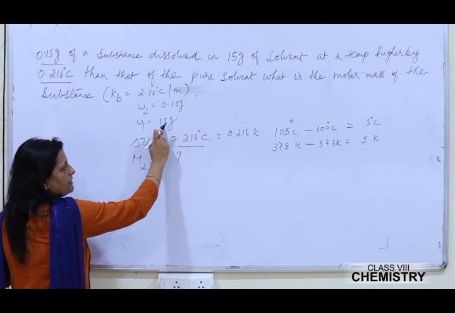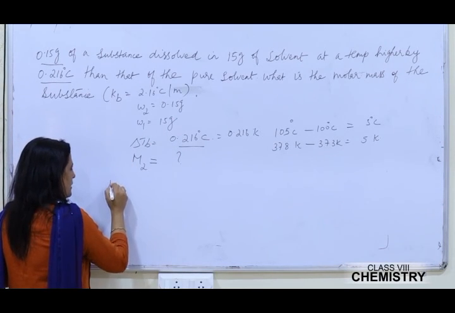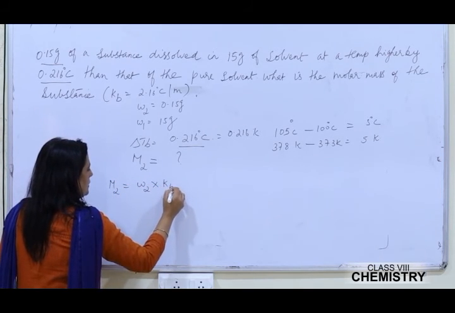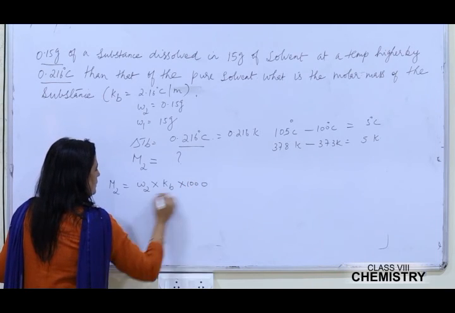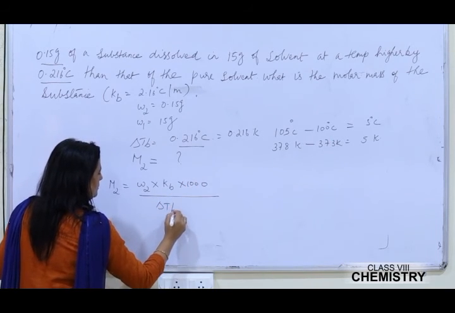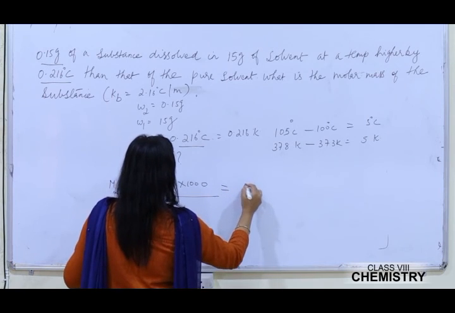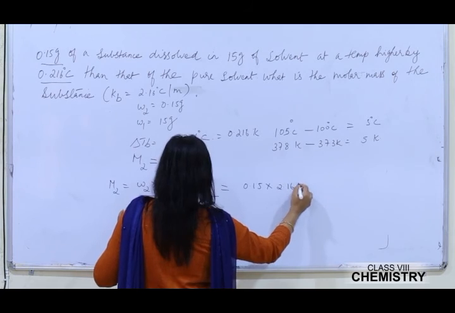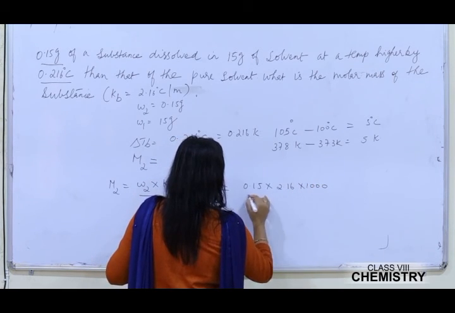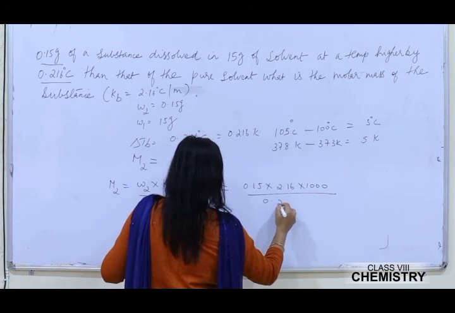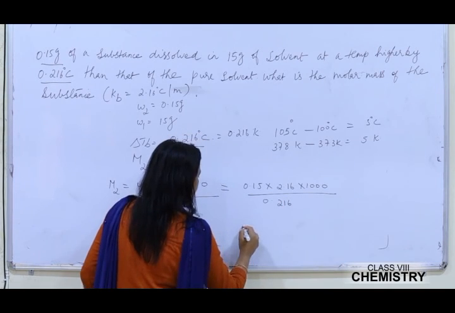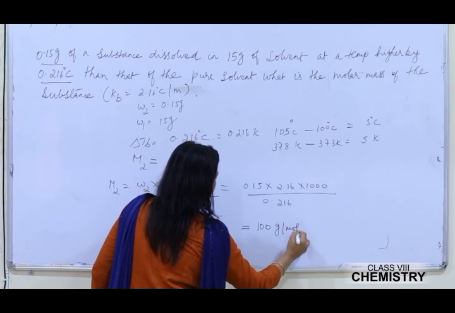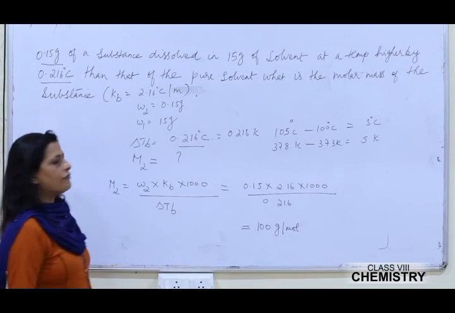So you have to calculate M2. Now mass of the solvent is given in which unit? Grams. So you can directly use this equation. M2 is equal to W2 into Kb into 1000 divided by delta Tb into W1. So which will be equal to 0.15 into 2.16 into 1000 divided by 0.216 into 15. So when you calculate it, it comes to be 100 gram per mole. So this is how you have to do the numericals.